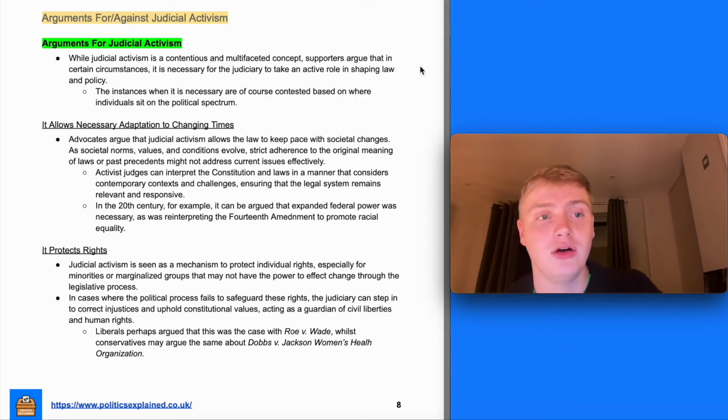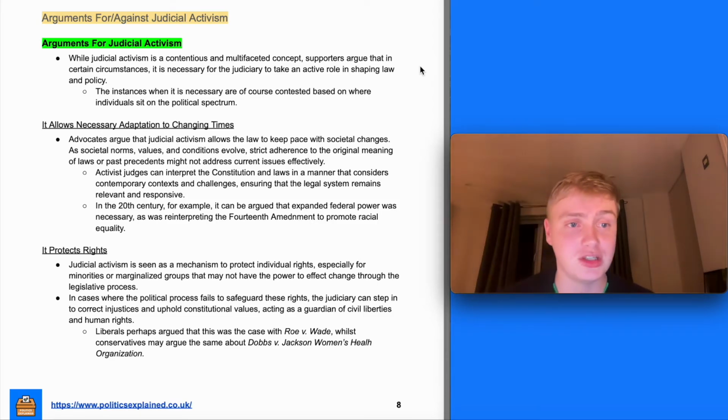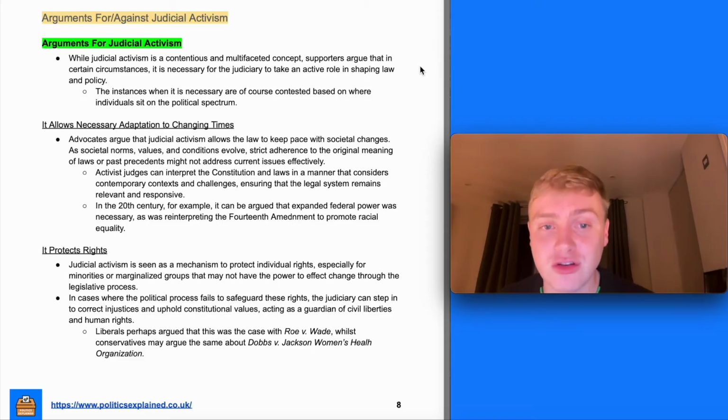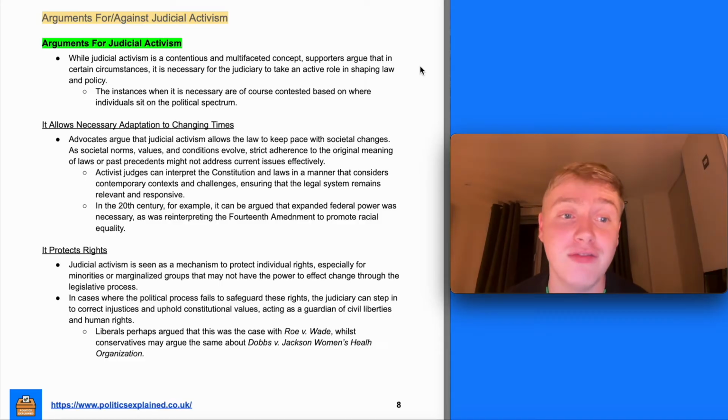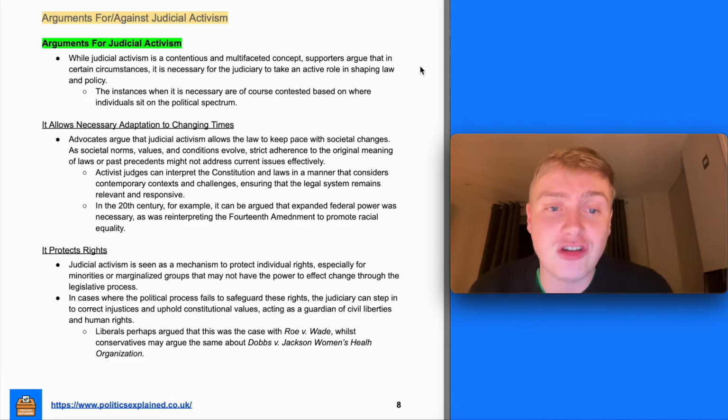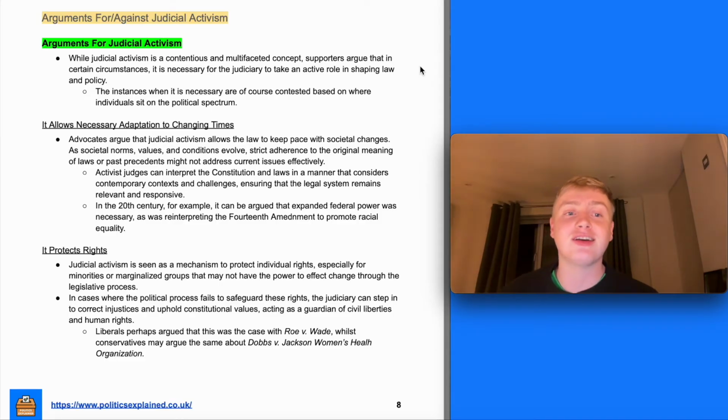On the one hand, it can be argued that it's necessary to adapt the Constitution to changing times. Advocates argue that judicial activism allows the law to keep pace with societal changes. As societal norms, values and conditions evolve, strict adherence to the original meaning of laws and past precedents might not address current issues effectively, and activist judges can therefore interpret the Constitution and laws in a manner that considers contemporary context and challenges, and therefore ensures that the legal system remains relevant and responsive in the 20th century.